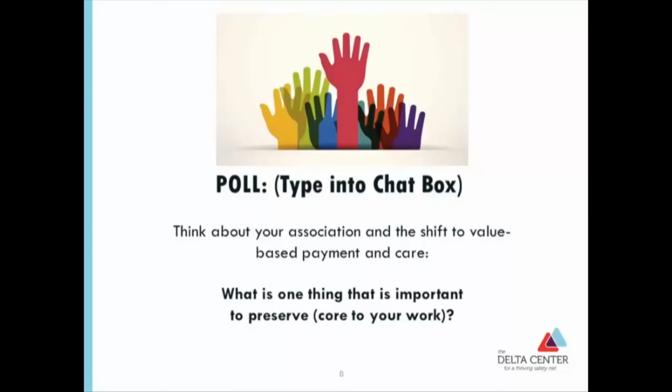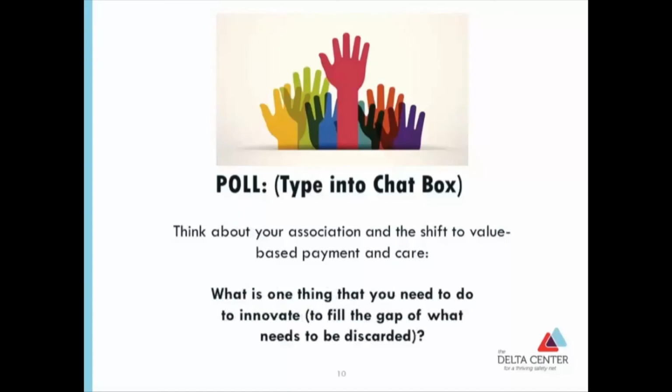And then at the same time, what is one thing that needs to be discarded? What's something you need to let go of to be able to support your members through this transition? Things that aren't working well and have to change in light of the realities that you face. And then finally, what's one thing that you need to do to innovate, to fill that gap of what is being discarded? So what are the new ideas and innovations that you're going to have to pursue to support your members through the transition to value-based payment and care?